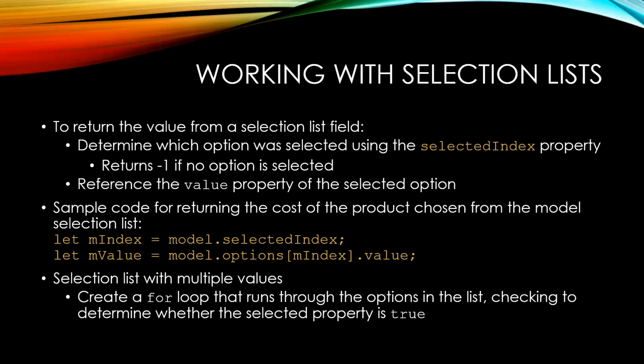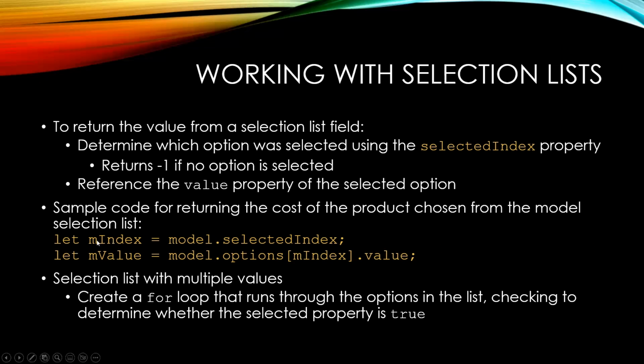Some sample code: the mIndex is going to be the selectedIndex. And then the value is going to be model.options. Options are going to be all of the values that are in that selection field. So I want the one at the index I selected, mIndex, and then I get the value by saying dot value. You can have a selection list with multiple values. All you'll have to do is go through a for loop and check whether the selected property is true. That is that truthy, falsy thing.